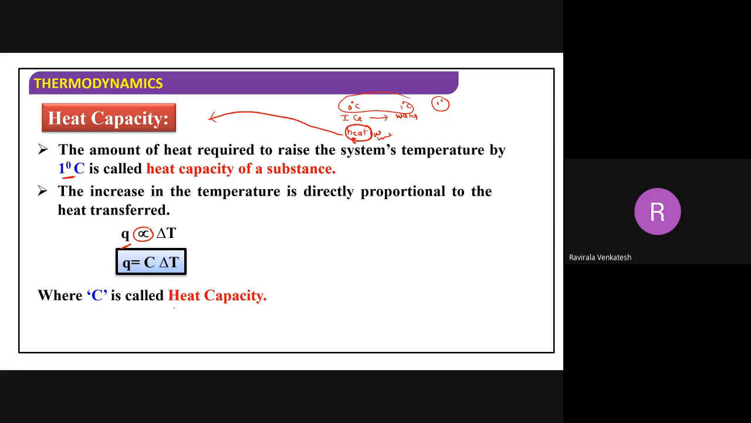Now C is equal to heat capacity. Now if you observe here, if delta T is equal to 1, then what does beta become? It becomes Q is equal to C. That means the amount of heat you are supplying is equal to the heat capacity when delta T is equal to 1 degree Celsius. If delta T is equal to 1 degree Celsius, then Q is equal to C. Heat capacity, now C is equal to the heat you are supplying.